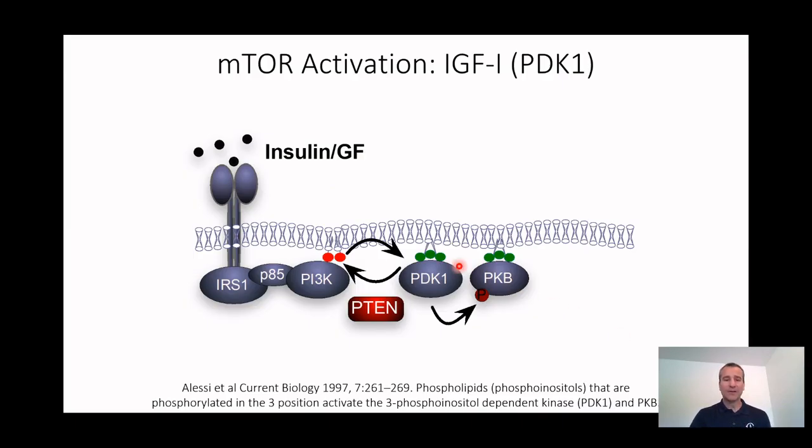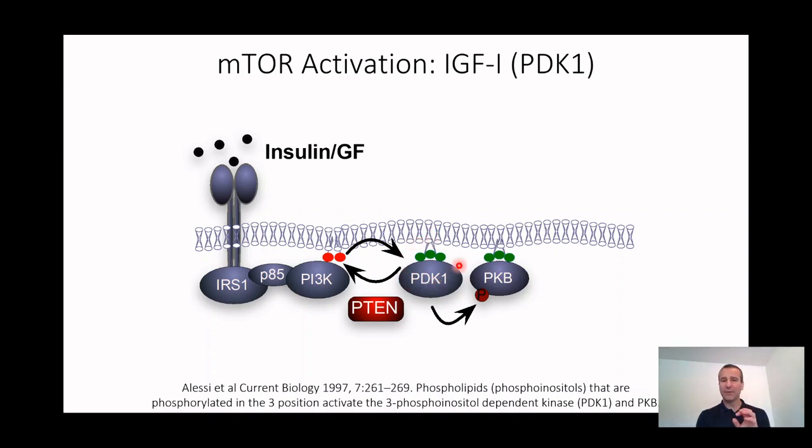So what we talked about at the beginning was the idea that insulin or IGF1 is bringing IRS1, P85, and PI3 kinase up to the membrane. And once PI3 kinase is up at the membrane, now it converts PIP2 into PIP3. So why is it important that it converts PIP2 into PIP3?